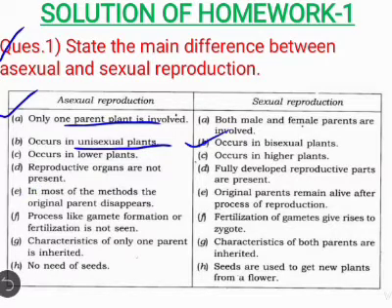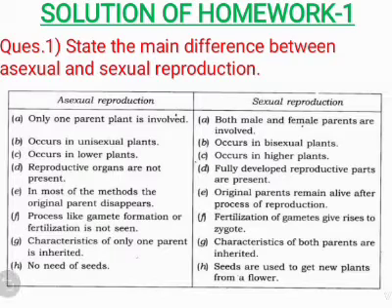There is no need of seed in asexual reproduction, but seeds are used to get a new plant from the flower in sexual reproduction. Characteristics of only one parent are inherited in asexual reproduction, but the characteristics of both parents are inherited in sexual reproduction. So this is the difference between sexual and asexual reproduction. You can take a screenshot of this.